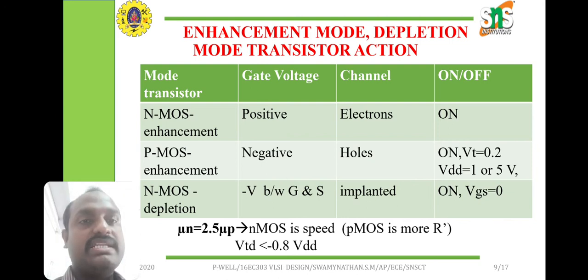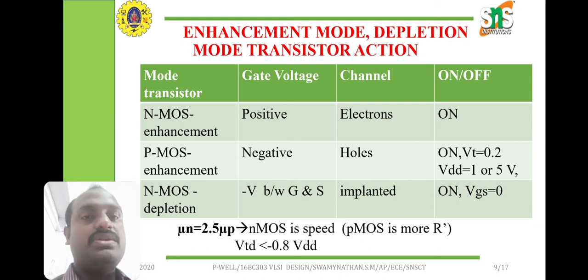First one is the transistor mode, another one is gate voltage, because based on the gate voltage the channel is created. Channel means here we are making the channel. Through the channel only the current will be conducted. So the channel is very, very important. And next, on or off. If the channel is on, the current is conducted. If the channel is off, the current is not conducted.